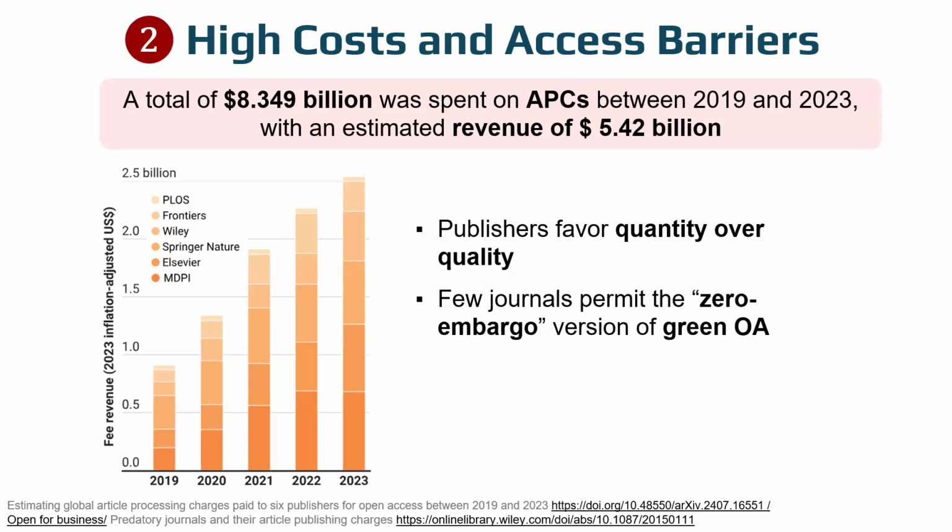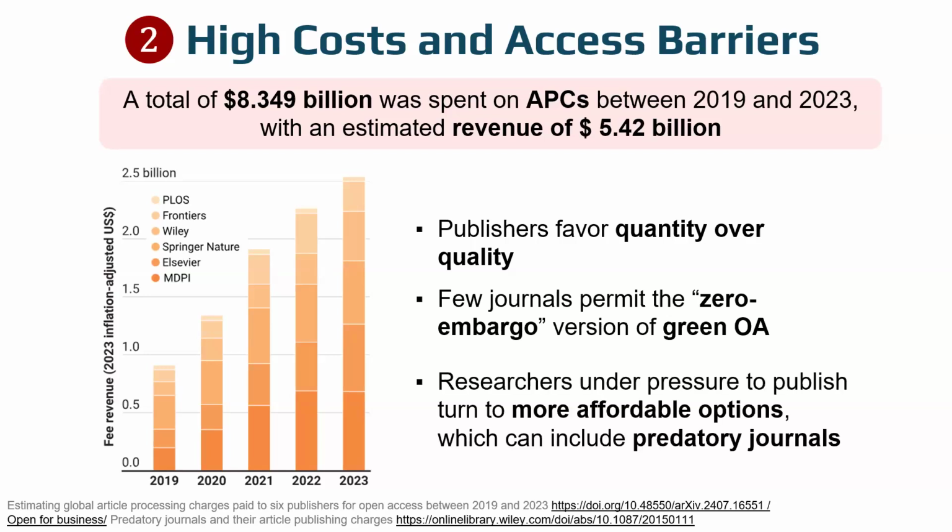Few journals will permit zero embargo, which is called green open access. So if, for example, you, the author, published your article in one of these journals, you cannot distribute this full version, even though you have it, because basically you have sold your copyright to these publishers. And we'll talk a bit about this later on.